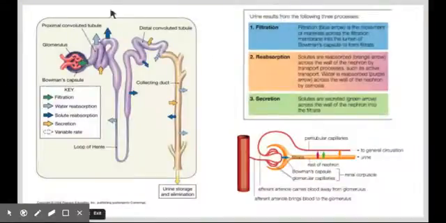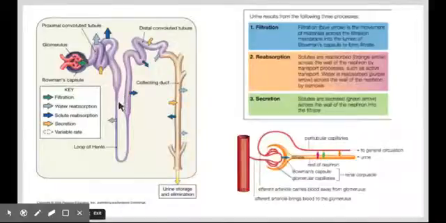So this picture here just shows, again, the nephron as a whole and those different processes that take place. So filtration takes place in the Bowman's capsule, where blood enters the glomerulus under high pressure, and our small molecules are filtered into the nephron. Then at our proximal convoluted tubule, we have water reabsorption and solute reabsorption, as well as the secretion of substances that we need to get rid of.